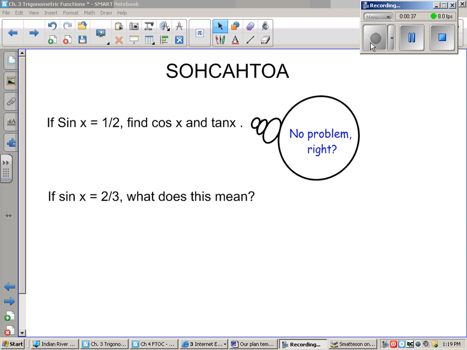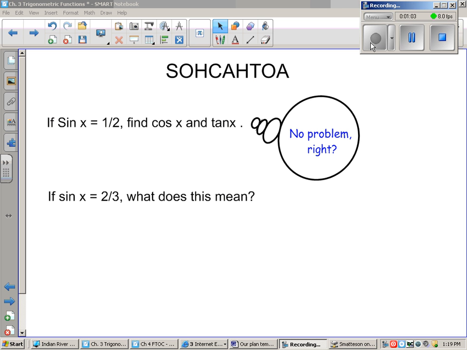If sine of x equals 1/2, find cosine of x and tangent of x. Now that shouldn't be any problem because we can look right at the chart. You would see that sine is equal to 1/2 at pi over 6, and so then you would say, okay, cosine at pi over 6 would be root 3 over 2, plus or minus, right, because we don't know the quadrant, and tangent, of course, would be 1 over root 3, plus or minus, again, since we don't know the quadrant.